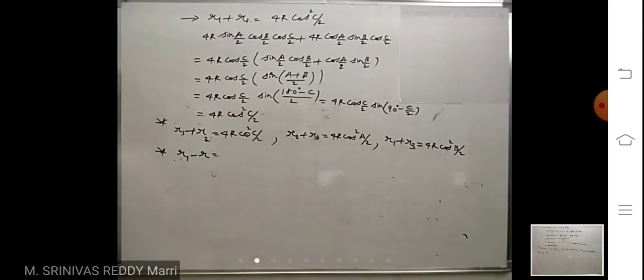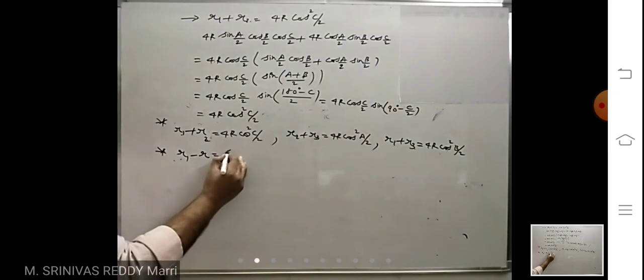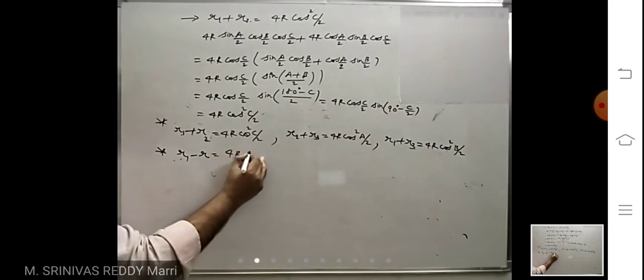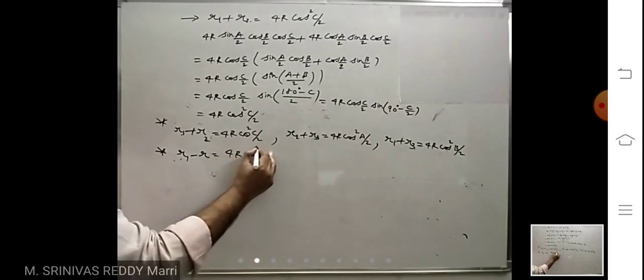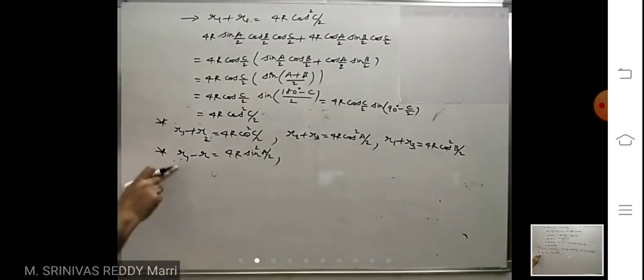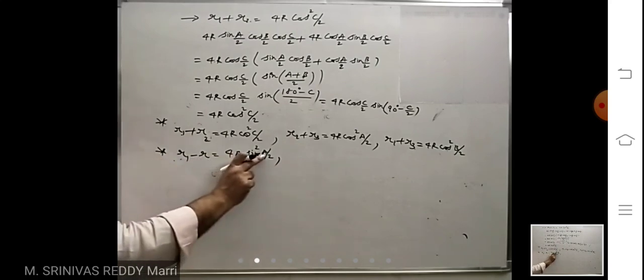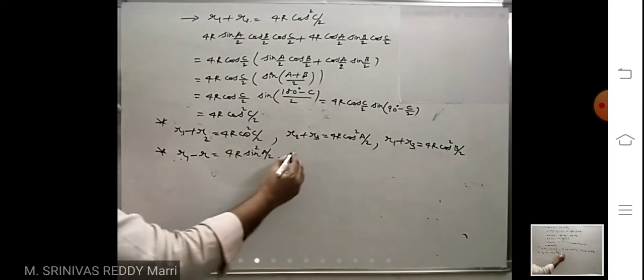R1 minus R is there. That means R1 minus R, just minus will be there here. Then you will get 4R sine square A by 2. Just substitute the R1 formula and the R formula like this, take common, and then you will get this: 4R sine square A by 2. If R1 is there, you will get A. 1 means the first angle you will get.